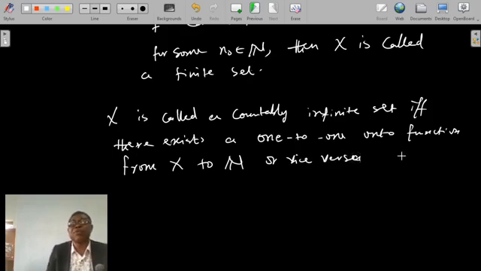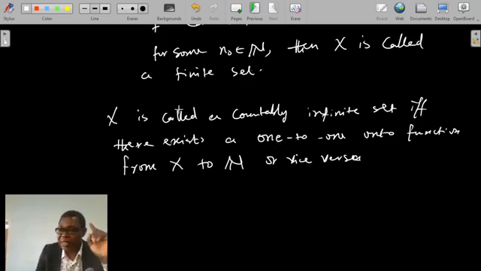So a countably infinite set is a set for which there is the possibility of establishing a one-to-one correspondence between the set and the set of natural numbers. Remember that a one-to-one correspondence between two sets means that we have a one-to-one function that is also onto. That is to say that the function is a bijective map. Once we are able to establish a bijective map between the set of natural numbers and the set X, then that set X should be called a countably infinite set.